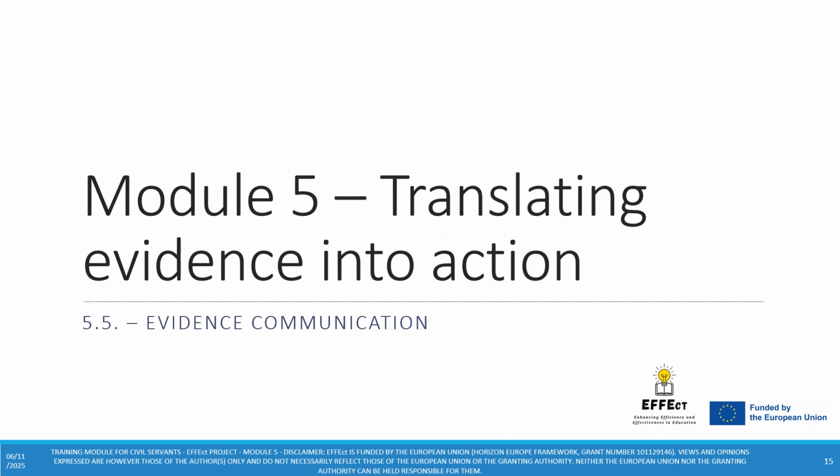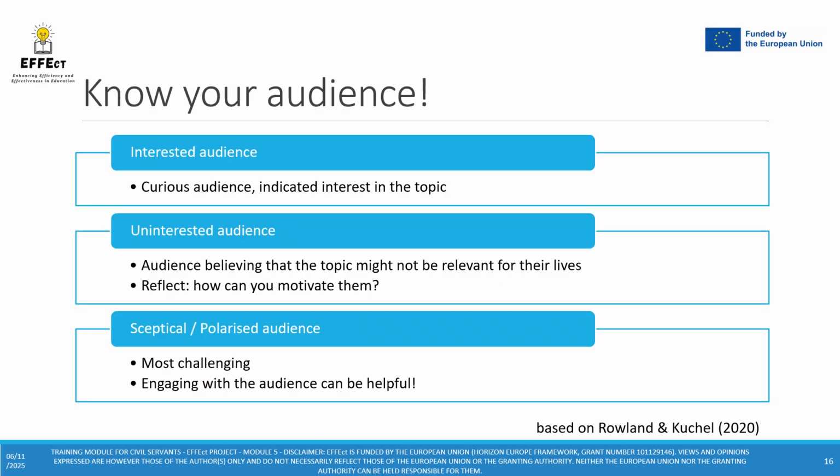Dear participants, welcome to this submodule 5.5 on evidence communication. The first very important aspect when communicating evidence is know your audience. Are you facing an interested audience, which might be curious and indicated interest in the topic? Are you facing an uninterested audience, which might believe that the topic might not be relevant for their lives? If you do so, then reflect on how to motivate them. Are you facing a skeptical or even polarized audience, which is the most challenging task?